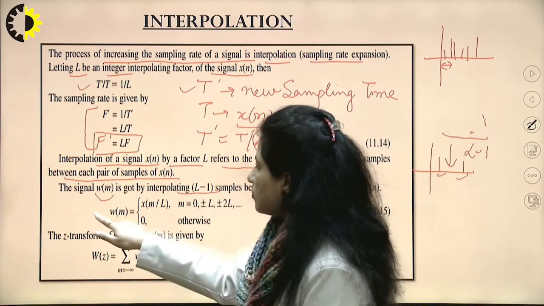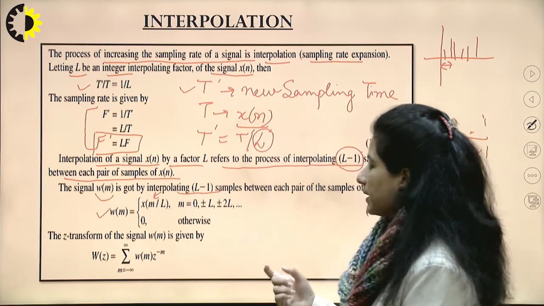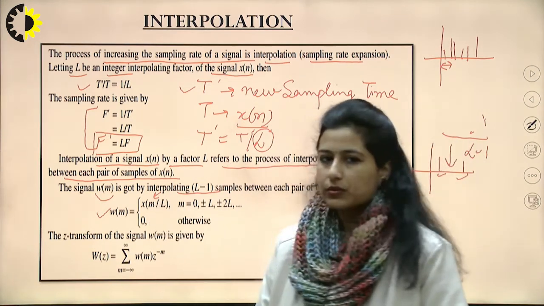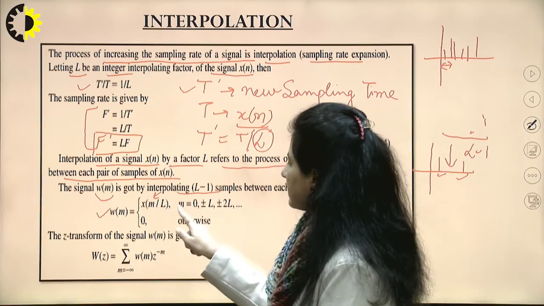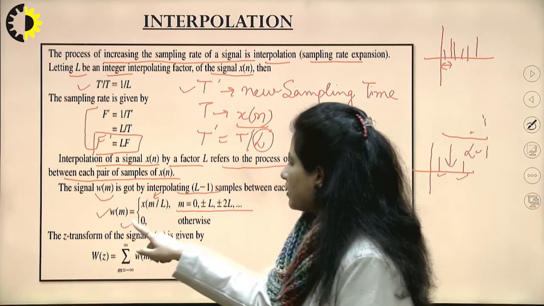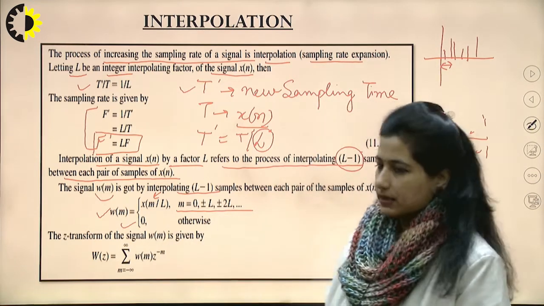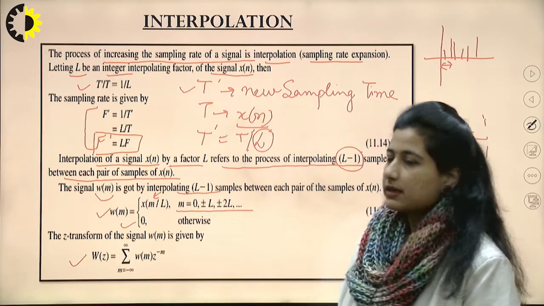So this new signal, and the signal whose sampling rate I am converting, x[m], they are related to each other as w[m] is x[m/L], where this m can be any integer number, and at all other values it would be 0. The same thing can be represented in a digital system by taking the Z transform.